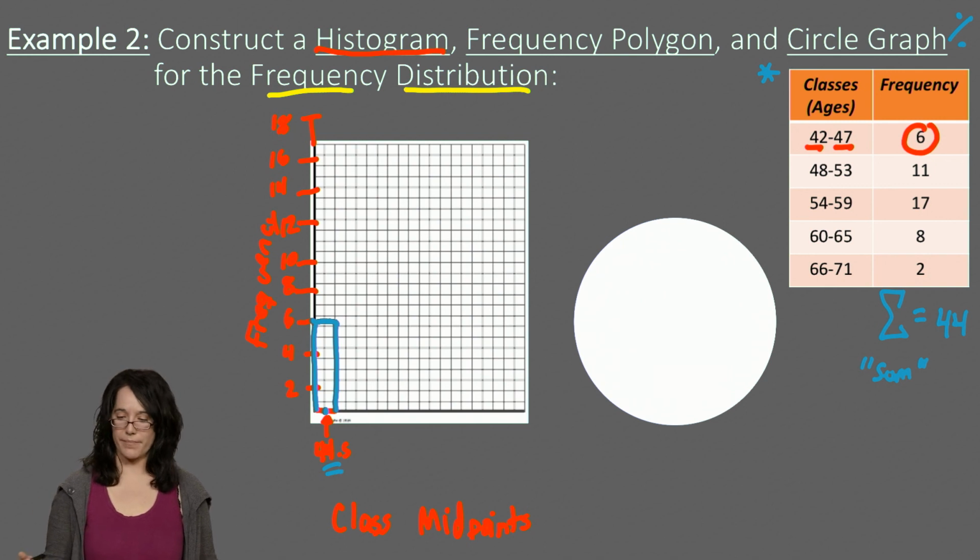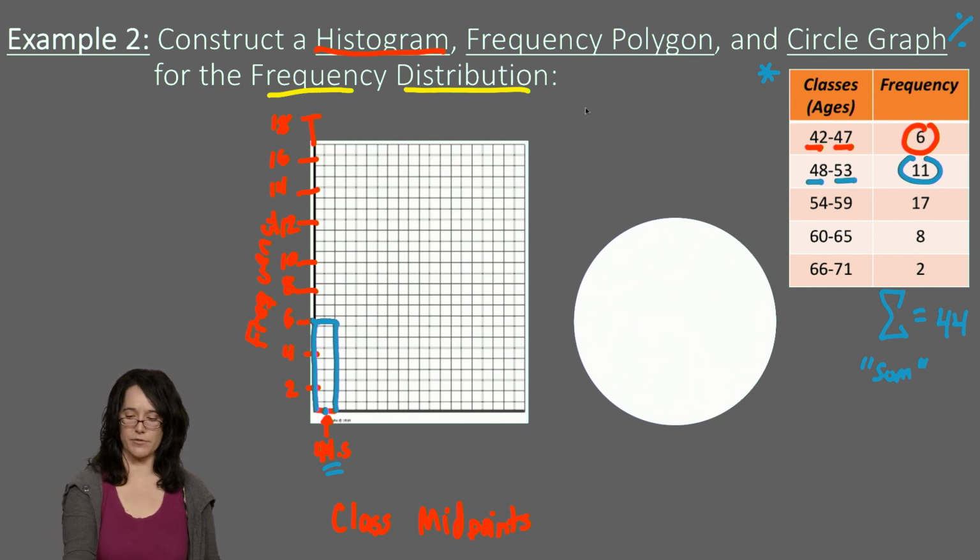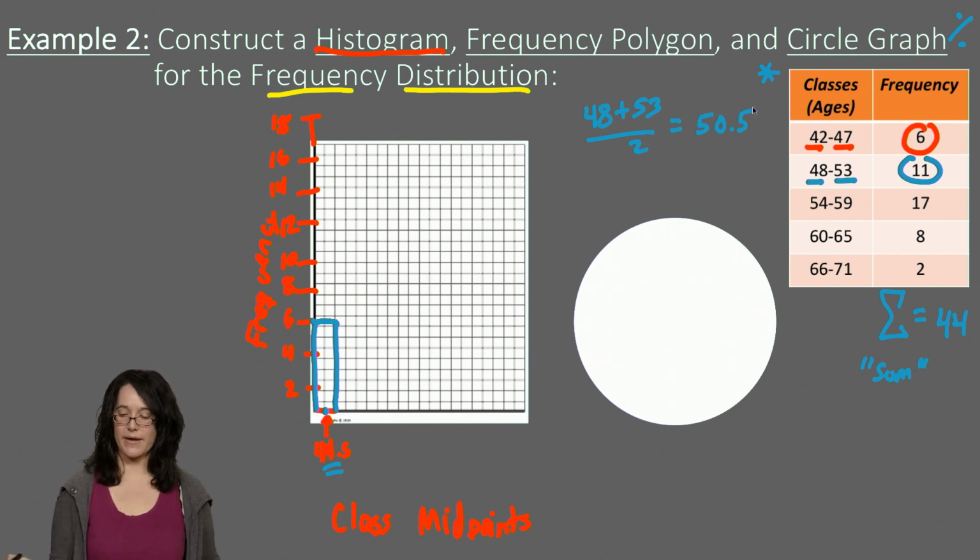Then I go to my next bar. My next bar is going to have a height of 11, and it's going to be represented by the midpoint of 48 plus 53 divided by 2. So when you do 48 plus 53 and divide by 2, what do you get? That's right, you should be getting 50.5. Now that should make sense because what was our class width? If you go back to our first example of the presidents, it was 6, wasn't it? There were 6 ages represented in each class, and 6 more than 44.5 is 50.5. So our next midpoint would be 50.5.